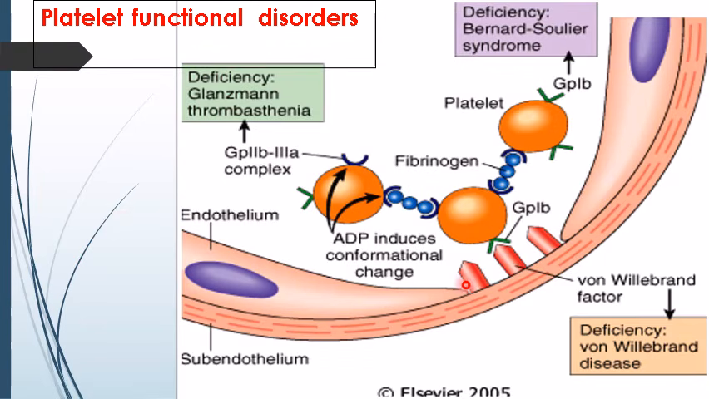As you see here, platelets usually adhere to subendothelial collagen by a receptor called glycoprotein 1b with the aid of von Willebrand factor. If this receptor is defective by inheritance, a disease called Bernard-Soulier syndrome occurs. So Bernard-Soulier syndrome is an inherited disease causing bleeding tendency and functional platelet disorders due to abnormal glycoprotein 1b.